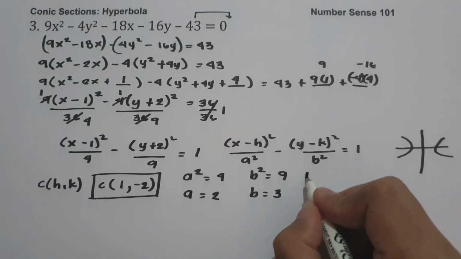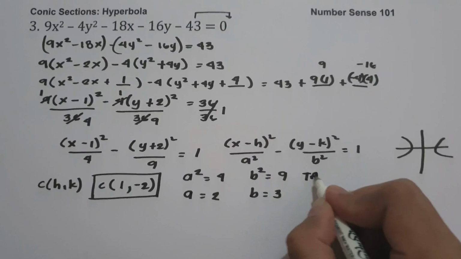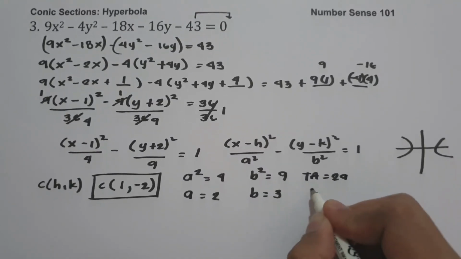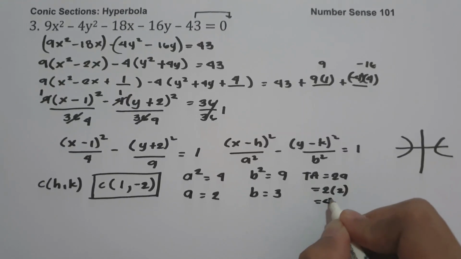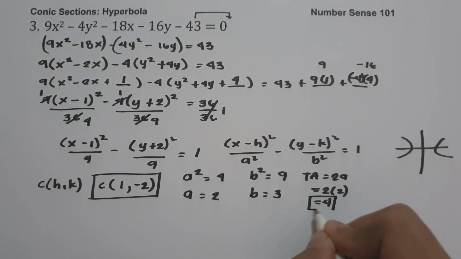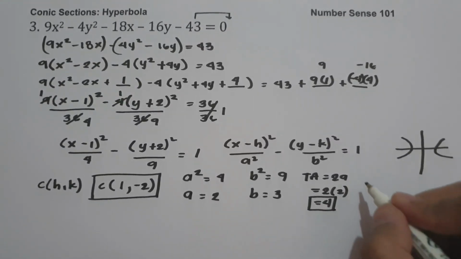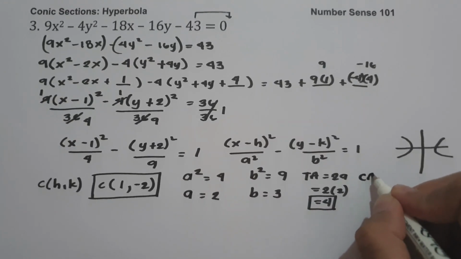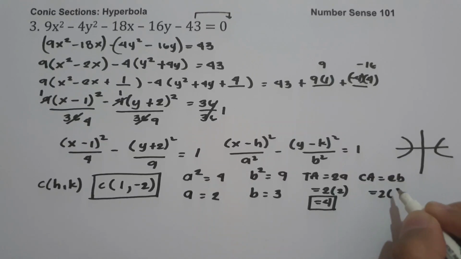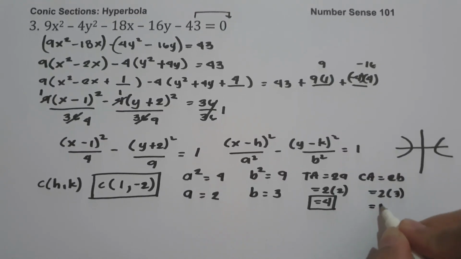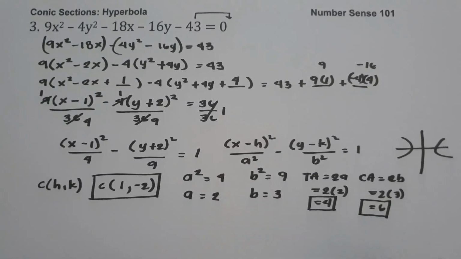To find the distance of transverse axis, let us have 2a. 2 multiplied by the value of a, that is 2. 2 times 2 is 4. So this will be the length of our transverse axis. And to find the length of our conjugate axis, let us have 2b. 2 multiplied by the value of b, that is 3, and that is 6. And this will be the length of our conjugate axis.